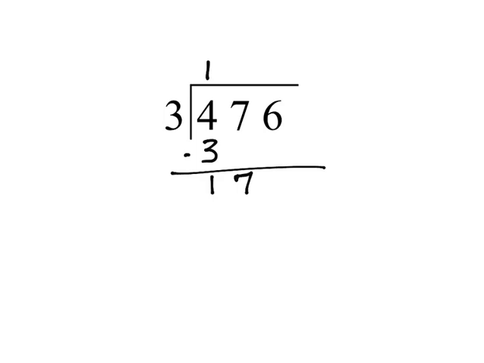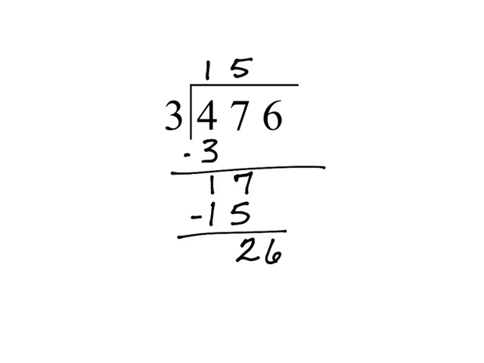How many groups of 3 can I get out of 17? So I can get 5 groups of 3 out of 17, and 5 times 3 is 15. 17 minus 15 is 2. And now I'm going to bring my 6 all the way down.